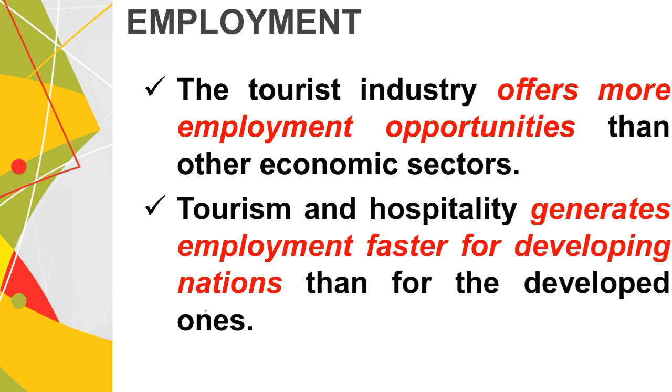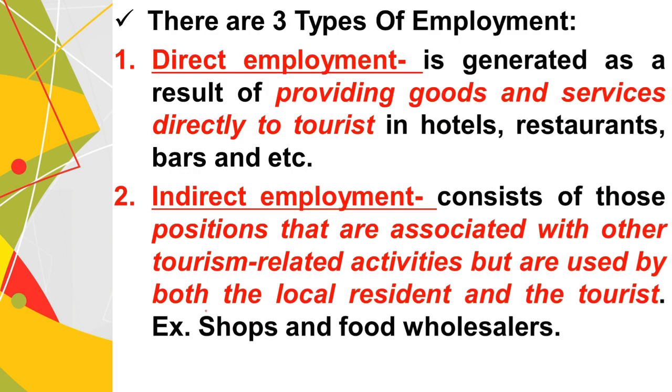That is why they start with the recruitment process. You need to apply, pass your resume, and they will see if you are fit for a certain job. We have three types of employment: direct, indirect, and induced employment. First is direct employment. Direct employment is generated as the result of providing goods and services directly to tourists in hotels, restaurants, bars, and so on.